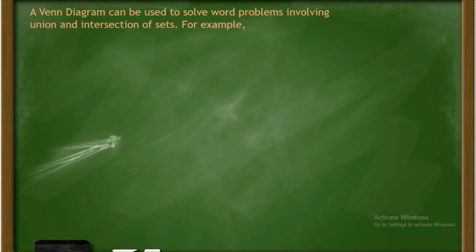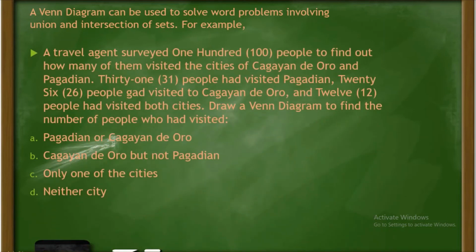Okay, we have here, a Venn diagram can be used to solve word problems involving union and intersection of sets. For example, a travel agent surveyed 100 people to find out how many of them visited the cities of Cagayan de Oro and Pagadian. 31 people had visited Pagadian, 26 people had visited Cagayan de Oro, and 12 people had visited both cities. Draw a Venn diagram to find the number of people who had visited A.